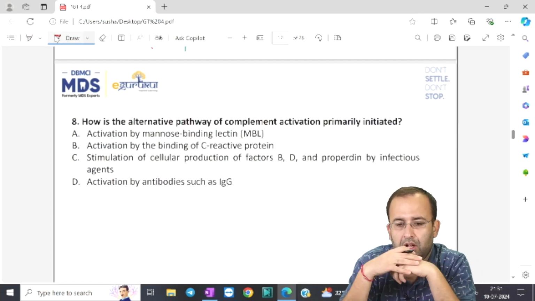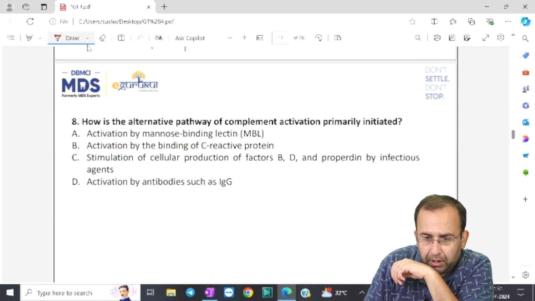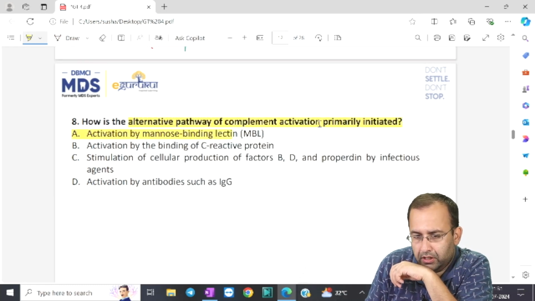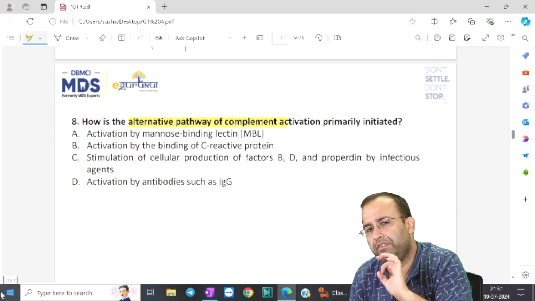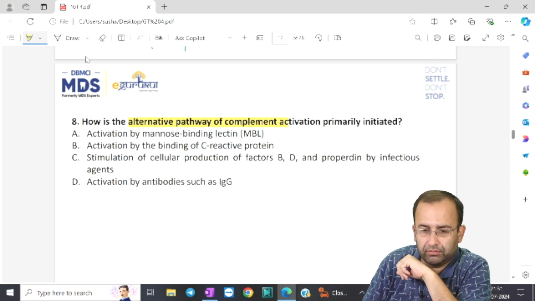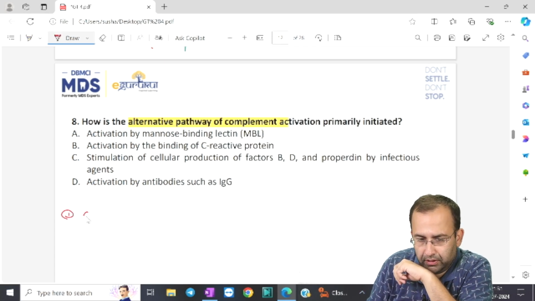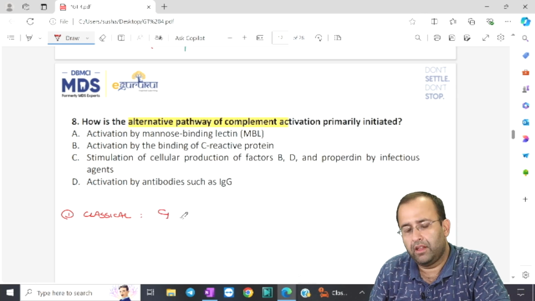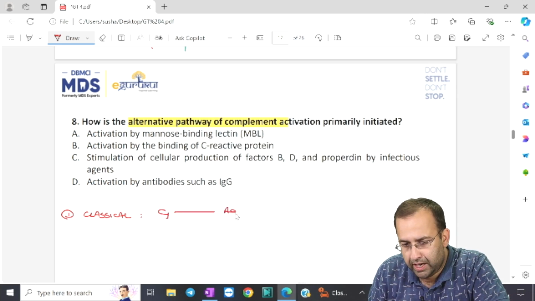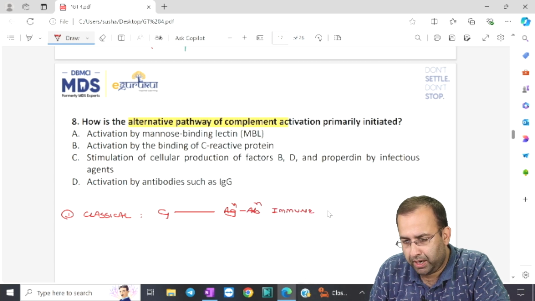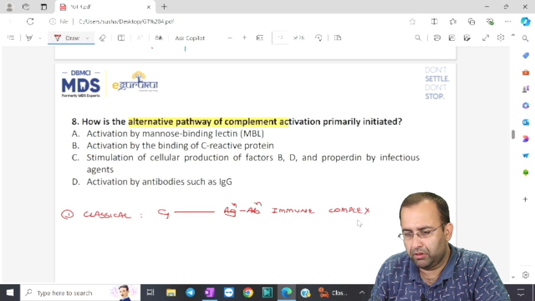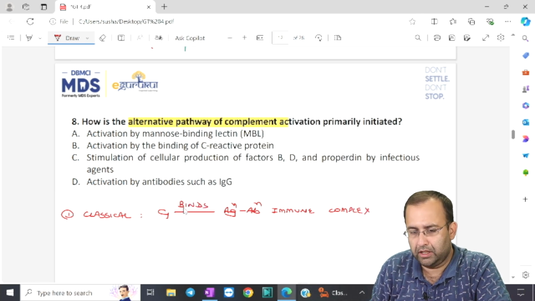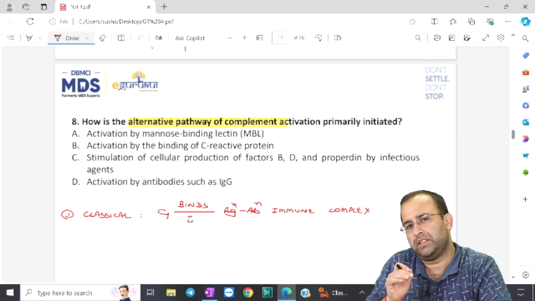Next, how is the alternative pathway of complement initiated? You very well know there are three complement pathways. The classical pathway is initiated by C1 binding with the antigen antibody immune complex. It binds with the antigen antibody immune complex, so the classical pathway is initiated.